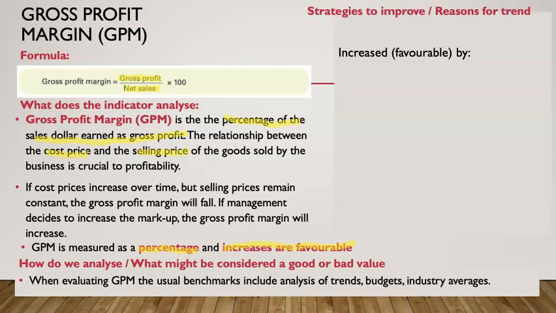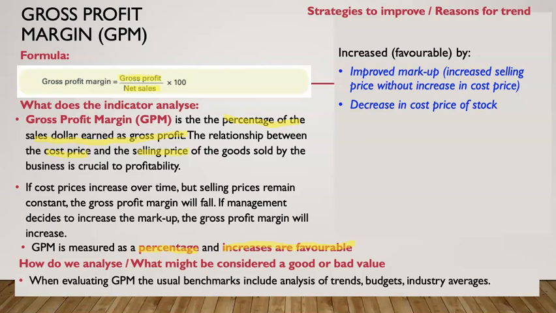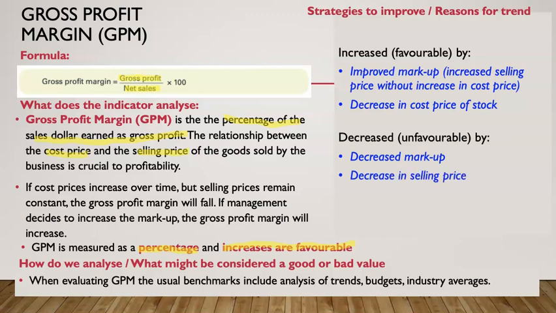But how do we get it to go up? Perhaps the most important one to remember is increasing your sales does not increase gross profit margin. Only increasing your markup. If you just sell more at the same gross profit margin, your gross profit margin doesn't improve. But improving your markup will. Decreasing a cost price will. And it will be decreased by decreased markup or a decrease in selling price or an increase in cost price.